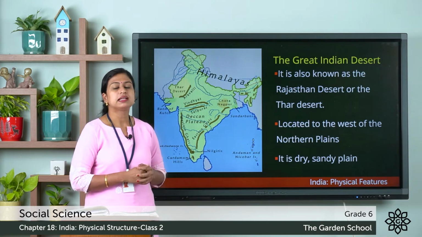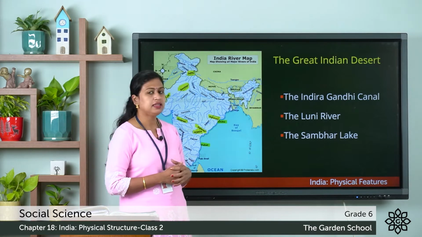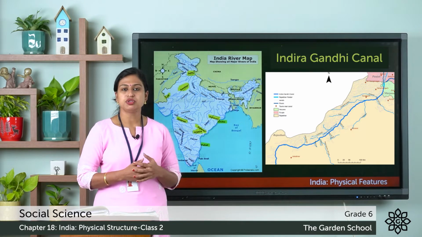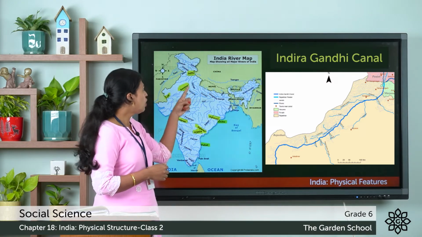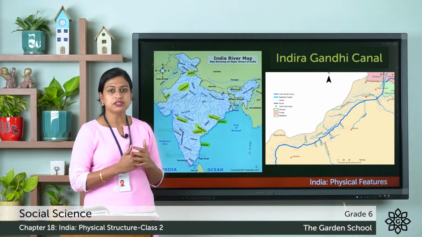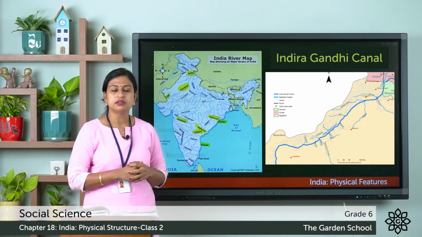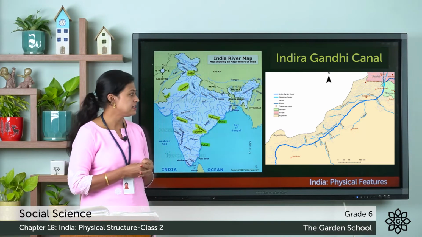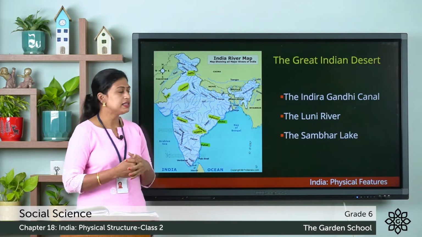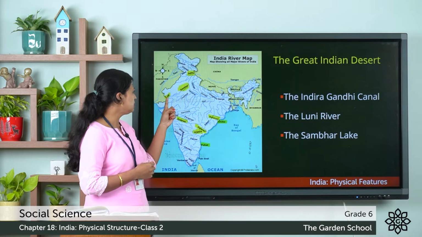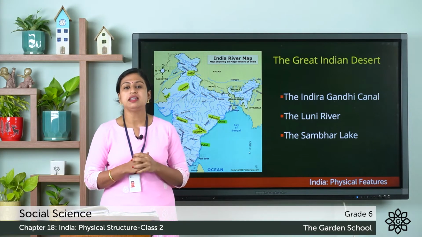only in this climate. Now here you can also see the Indira Gandhi canal that is set up here to provide water from the river Satluj to the northwestern region of Rajasthan, especially to develop that region. And you can also see small streams, that is the Luni river and the Sambhar lake. So you can see both of these in the map. So this was about the great Indian desert.